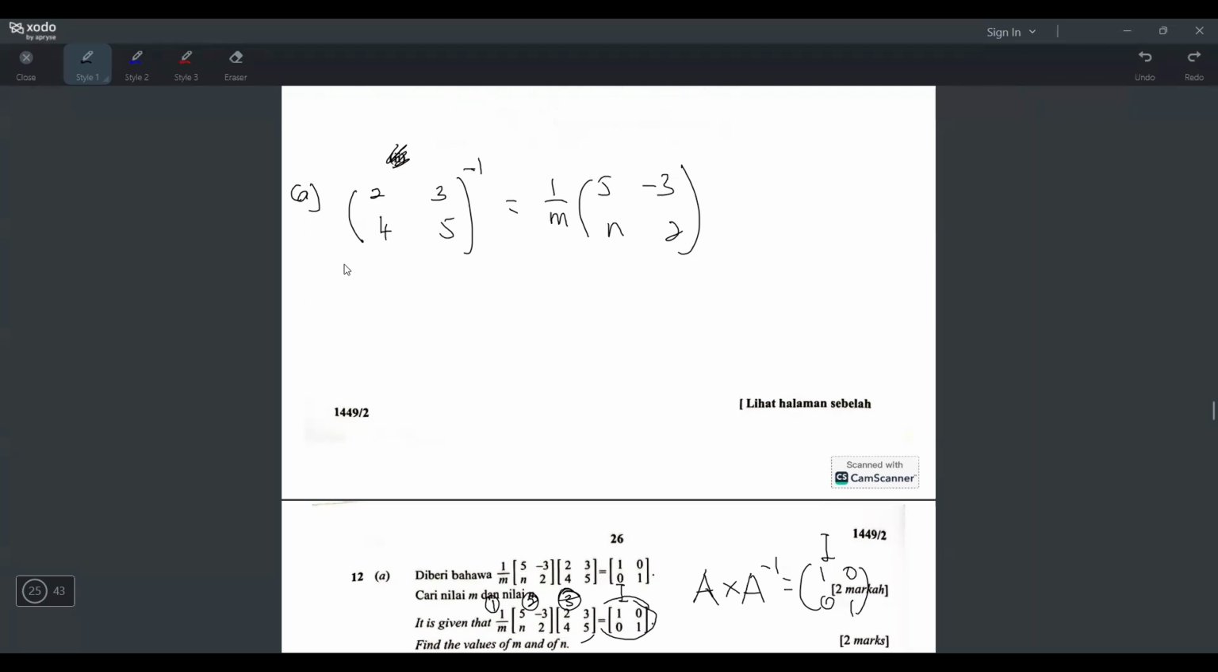Do you know how to do inverse? 1 over darab silang, right? But when you darab silang, you have to start dari atas. So it'll be 2 times 5, and then minus 4 times 3. Okay, that's the formula. Darab silang. And then bracket.